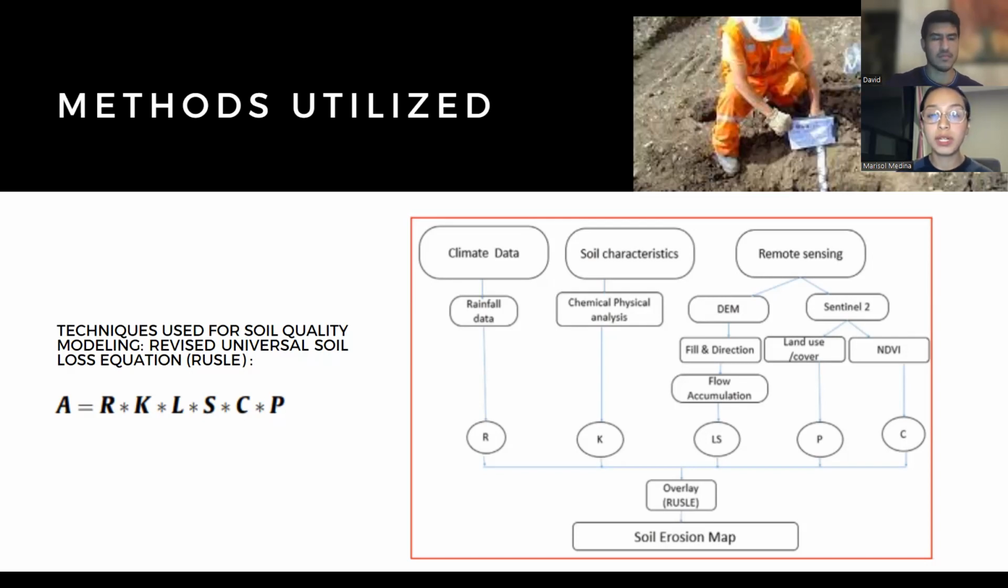And the next one is C, that means the cover management factor, and it can be calculated using a vegetation cover index that can be extracted from satellite images. And the last one is P, that is the support practice factor, and it refers to the types of conservation actions or practices that are taken in a given area. And as you can see in the diagram that is shown on the screen, it explains all that I mentioned.